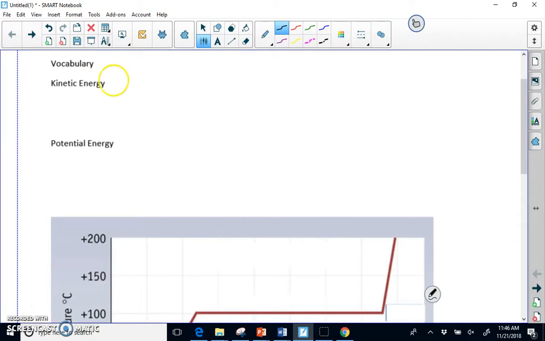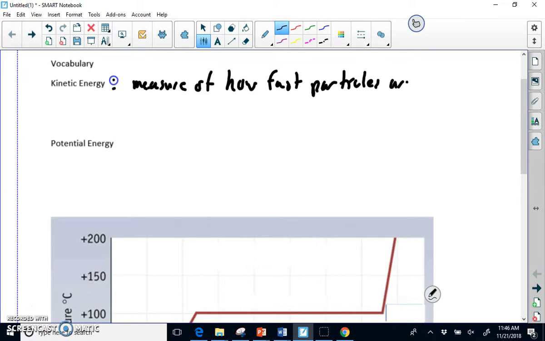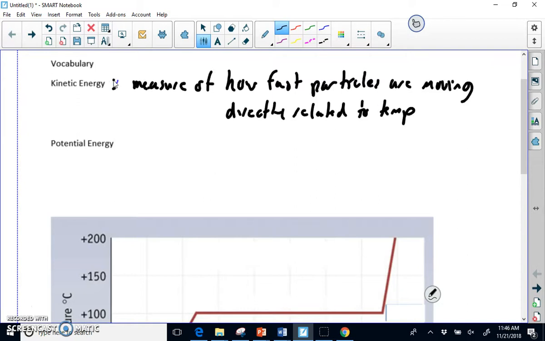So we've already defined kinetic energy. And kinetic energy is a measure of how fast particles are moving. And it's directly related to temperature. So if you increase the temperature, then you increase the kinetic energy.